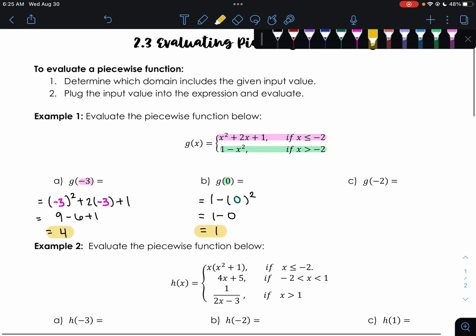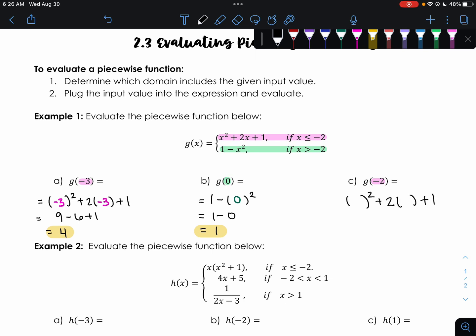The next one. Go ahead and you try this one, see how you do. So this one, we needed to plug in negative 2. Well, we need to know where negative 2 is going to fall. That's only going to fall when it's equal to right here. So that means it's going into the first equation. So I'm going to plug in negative 2 anywhere there's an x in that first equation. And that would give me 4 minus 4 plus 1, which is just equal to 1.